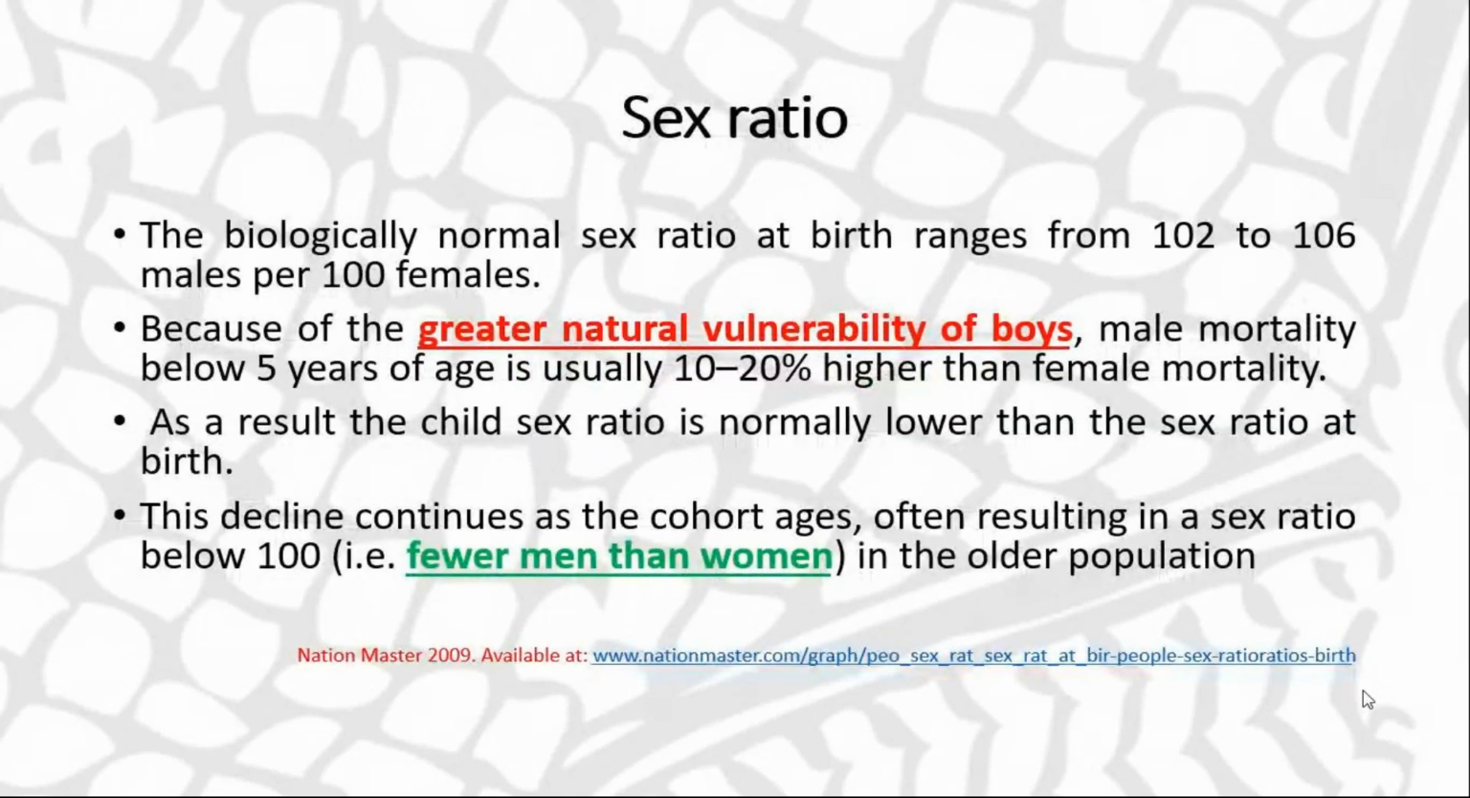In the biological normal sex ratio, it ranges from 100 to 106 males to females at birth. This ratio will decrease gradually with age because of the greater natural vulnerability of boys than girls. And with the aging of this cohort, it will result in fewer men than women in the older population.